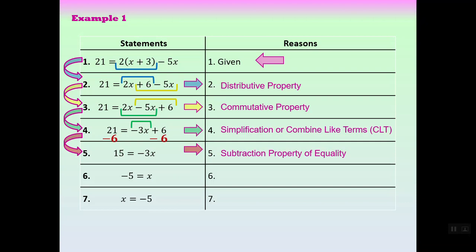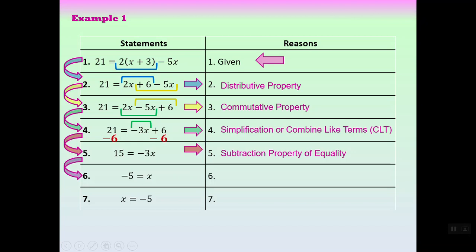Now you can see that distributive property and commutative property up there don't say "of equality," and that's because that was happening just on one side of the equal sign, just within the expression on one side, whereas this minus 6 is happening on each side of the equal sign, and so we need to say "of equality" in that property. Make sure you get that straight.